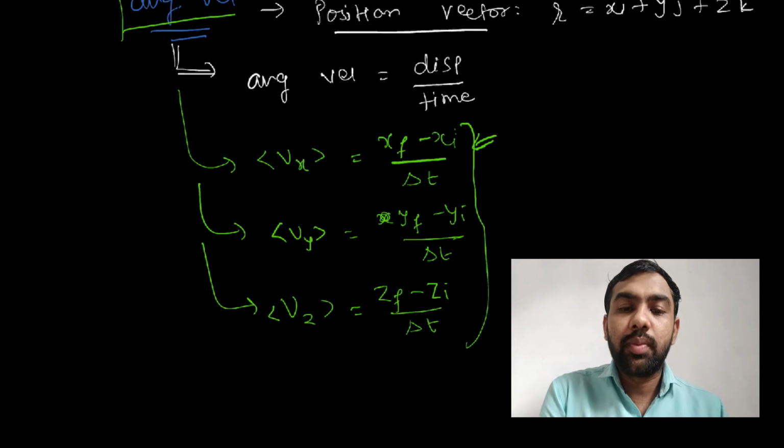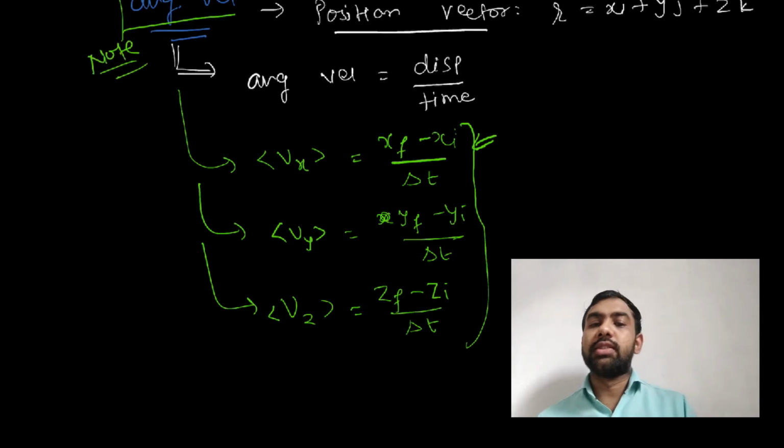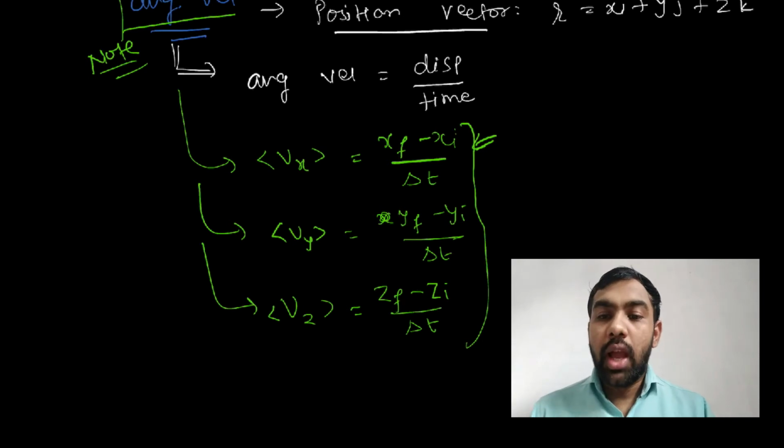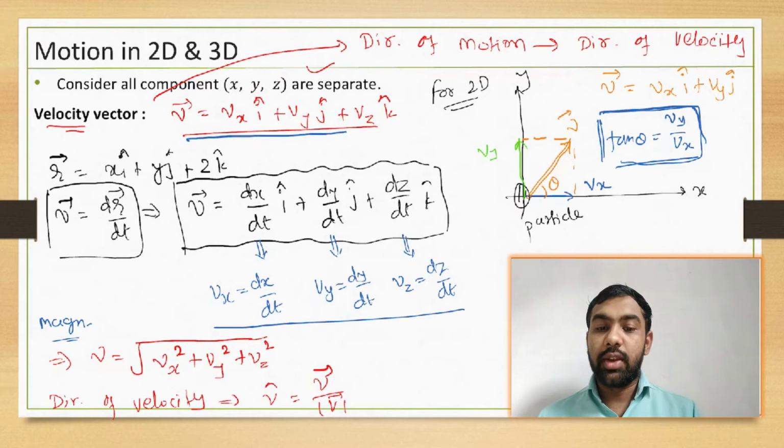You must note it, the average velocity concept. You must note the average velocity concept for 3 dimension and 2 dimension. By this way you get this answer. Okay, note it. And whenever you use this concept, you remember all this. Okay, how you get all this data.